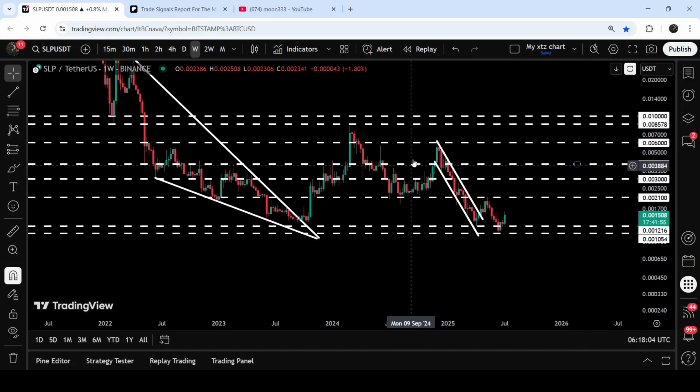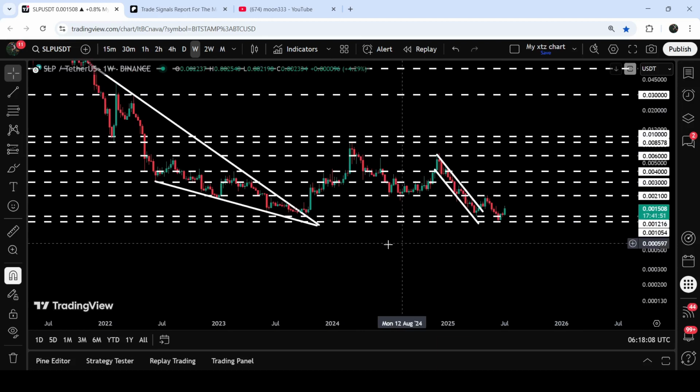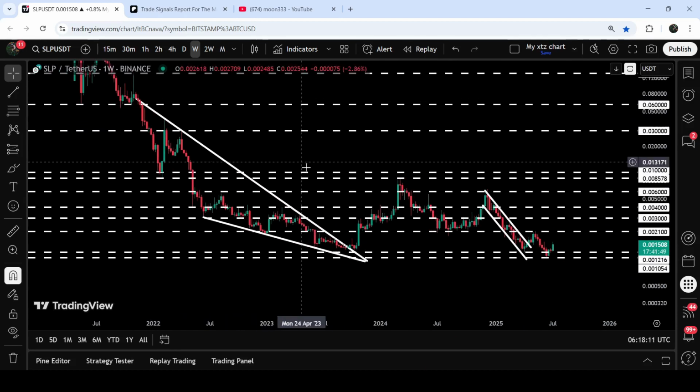And in today's video, I would also like to show you this breakout from the smaller down channel. And before that, SLP has already broken out this very big and long-term falling wedge pattern as well.